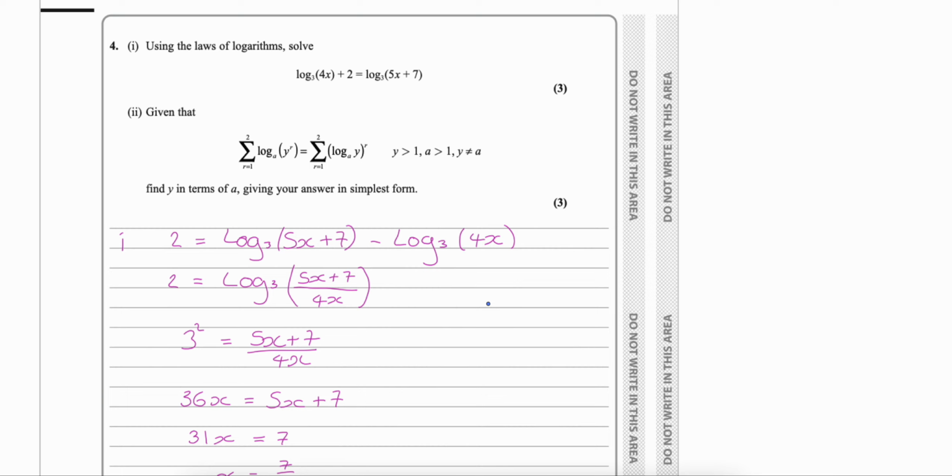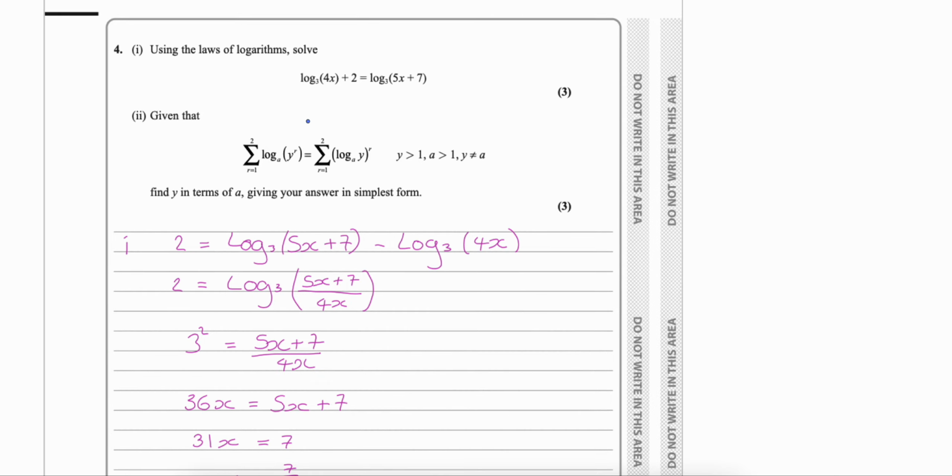Number 4, using the law of logarithms solve. So we can write 2 as log 3, or we can put both our logarithms on the same side. Yeah, that works as well. So putting the logarithms on the same side will give you log 3 of 5x plus 7 minus log 3 of 4x. If you subtract logarithms and the base is the same, you can write it as a division. So 2 is log 3 of (5x plus 7) over 4x.